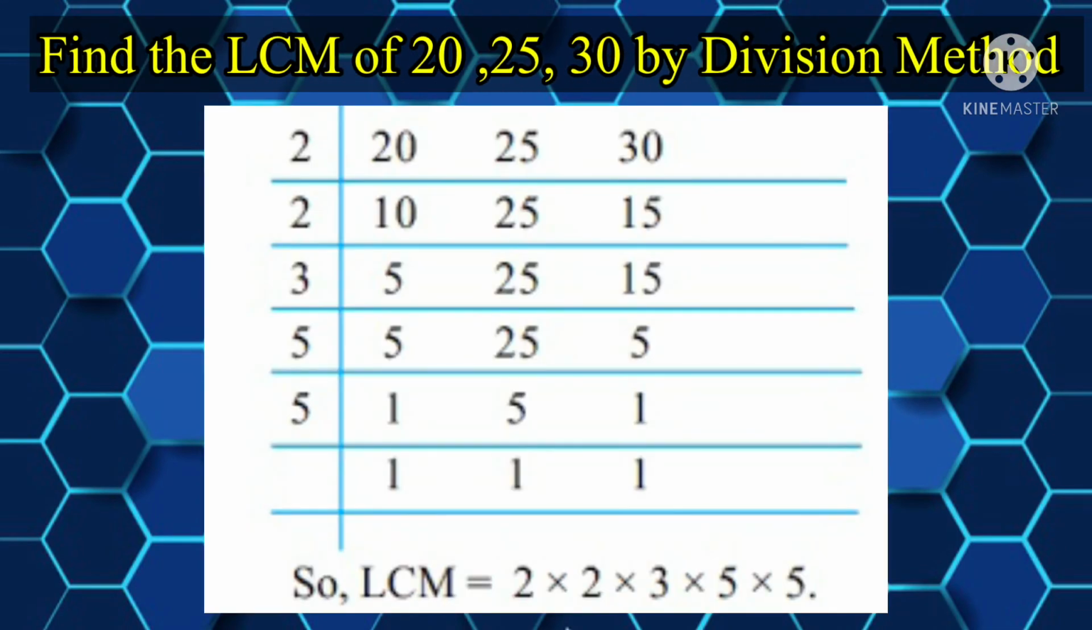And now find the LCM of 20, 25 and 30 by division method. So in this method also we divide all these three numbers by 2. So dividing by 2 we are getting 10, 25 and 15 respectively. And in the same way, the prime factors of 20, 25 and 30 are 2, 2, 3, 5 and 5. So the product of all these prime factors is the LCM. So when we multiply 2, 2, 3, 5 and 5, we are getting 300. So 300 is the LCM of all these three numbers.